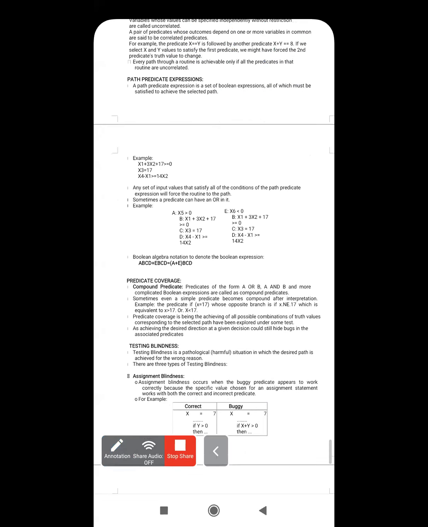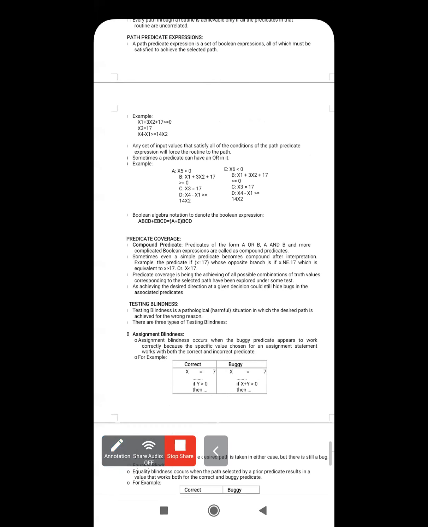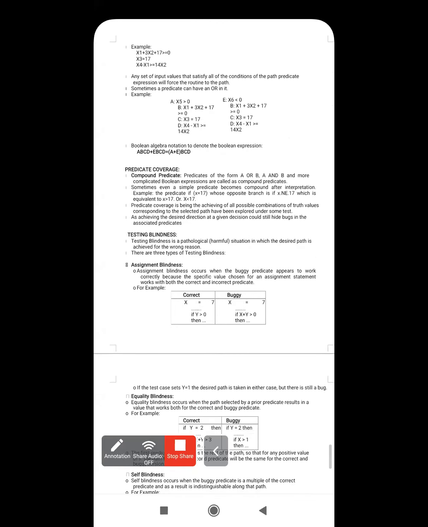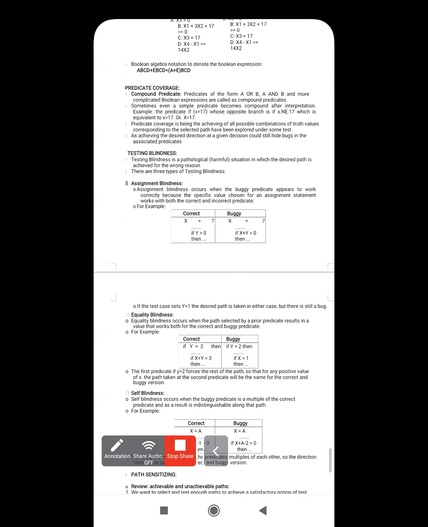Okay, next one, path prediction expressions. A prediction is nothing but like we will give the two expressions. We should satisfy the two expressions, or I mean one expression in it. Like that, the prediction will be done. Here, prediction coverage. Next, this is the important thing here.